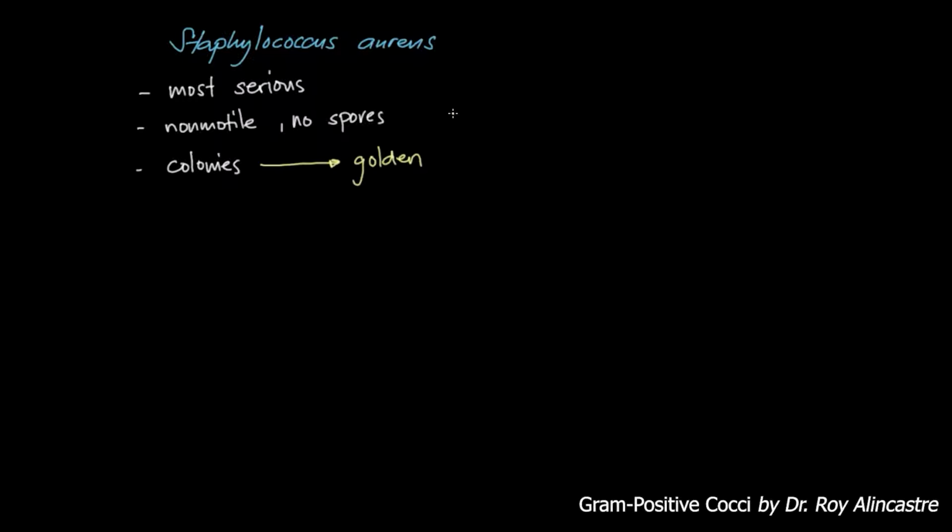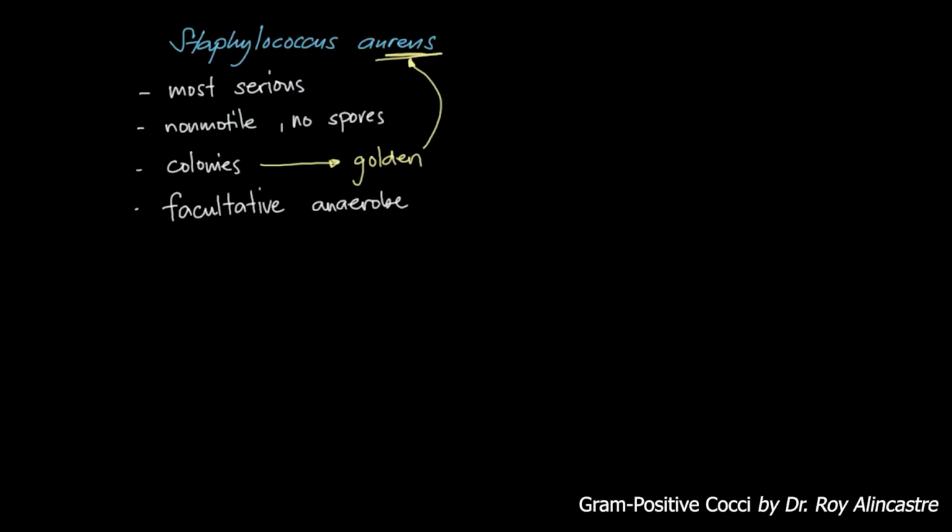Staphylococcus aureus is considered the most serious pathogen. It is non-motile, it does not form spores, and it produces round, opaque to white colonies that tend to turn buff golden in color with time. That's why it's called aureus. It is a facultative anaerobe, meaning it can make energy by aerobic respiration if oxygen is present, but it is capable of switching to fermentation or anaerobic respiration if there is no oxygen available.